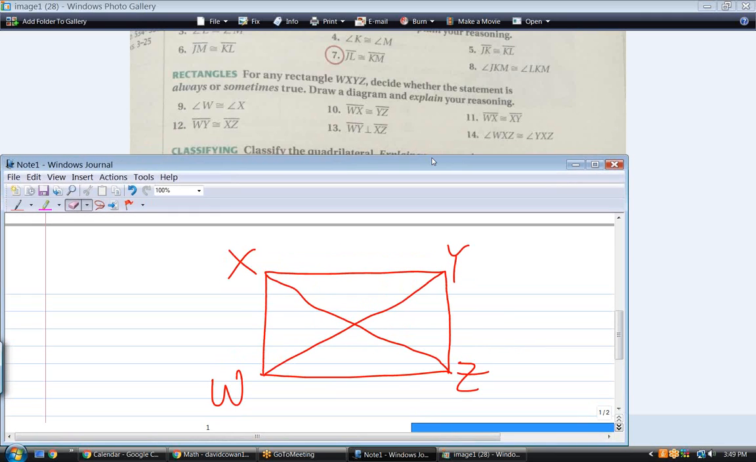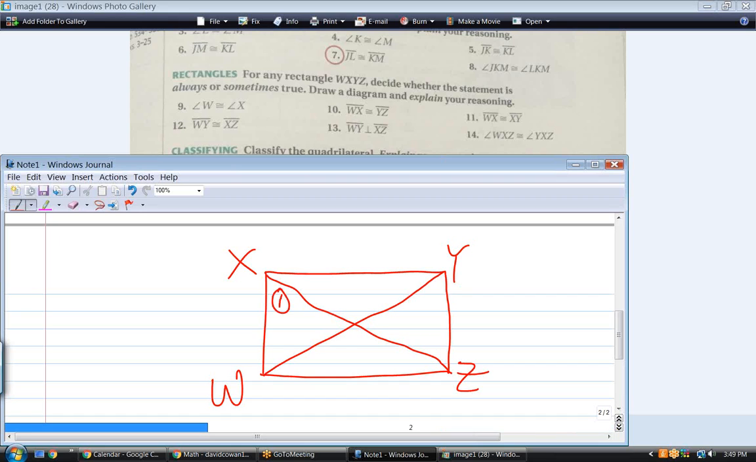And angle WXZ, angle 1, and angle YXZ, angle 2. Always or sometimes? Always? No? Again, only if it's a square. Okay. Only if it's a square.